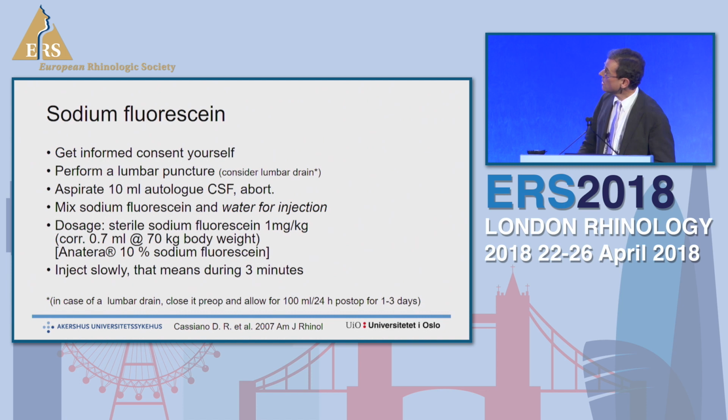Be very careful with the dosage, please, because there are different preparations on the market with sodium fluorescein. Make sure that you have the 10% solution when you use this dosage. Otherwise, you have to sit down and calculate how much you give, because it's neurotoxic, and inject it really slowly. It takes about two, three minutes to inject it, and then you're fairly safe.